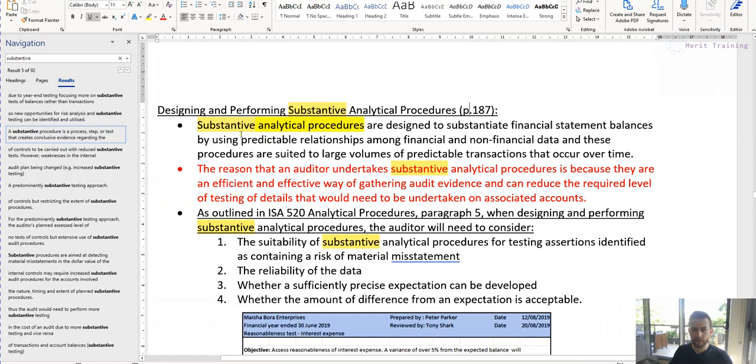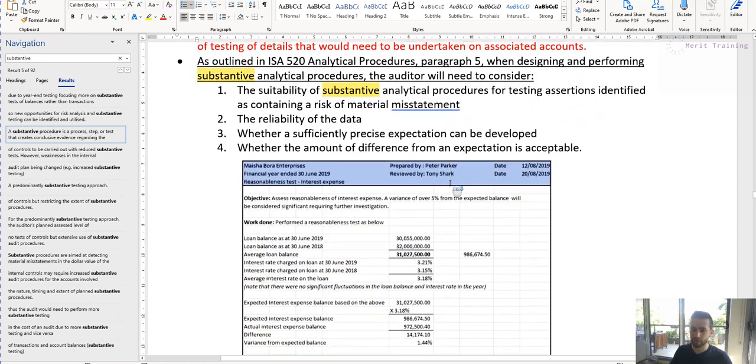So an SAP, as I will call it, or substantive analytical procedure, is designed to substantiate financial statement balances by using predictable relationships. What that means is, let's say you have a balance, for example, interest expense. Instead of adding up all the GL data and looking at the transactions, doing it from the detail level and consolidating up, an SAP starts from the biggest numbers. For example, interest expense, let's start there.